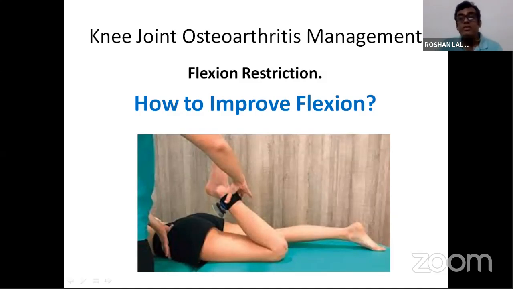Restriction in the flexion is very common in patients with osteoarthritis. This is because of involvement of the medial compartment of the tibiofemoral joint or involvement of the patellofemoral joint. So pain in the patellofemoral joint will not allow the patient to flex the knee joint completely because knee flexion will put pressure on the patellofemoral joint. So if pain is there, the patient will avoid the flexion and gradually there is limitation in the flexion range or extension lag, flexion restriction. So how to improve the flexion?